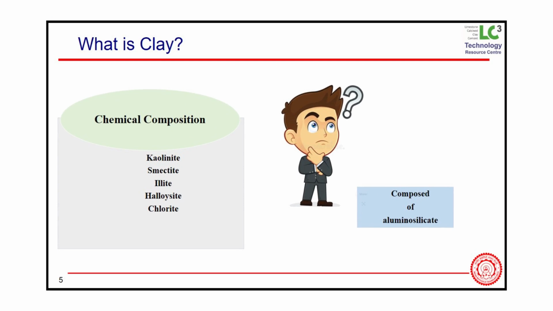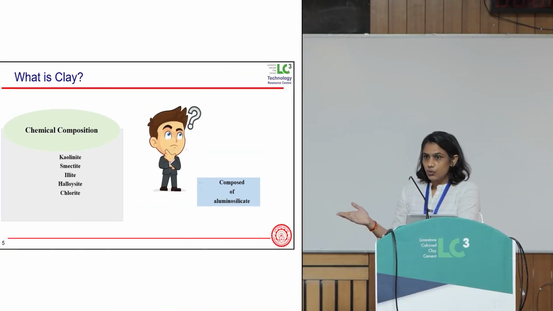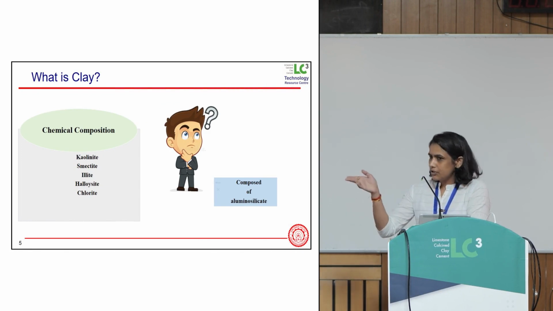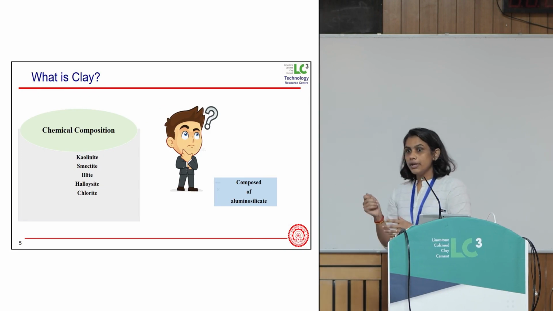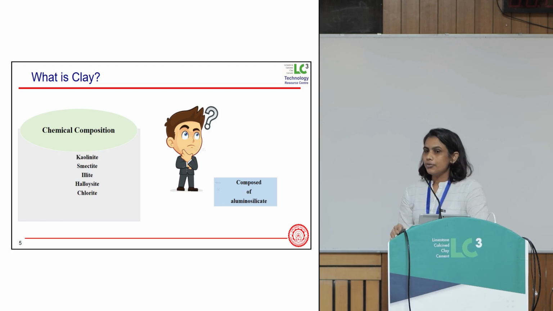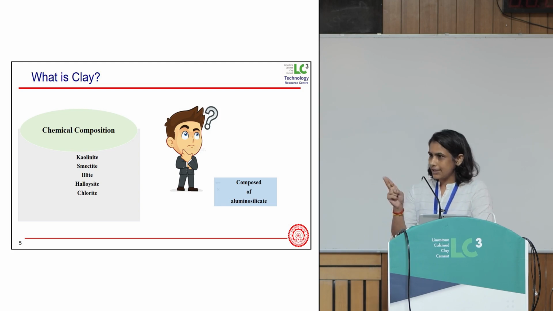As we know, nature rarely produces anything in its pure form. The same is true for clay. There are numerous minerals listed in the literature. But what is the common term? They are collectively called clay. These are composed of aluminosilicate. Now we know something that is plastic, has a grain size of the order of 0.2 micron, and is composed of aluminosilicate.